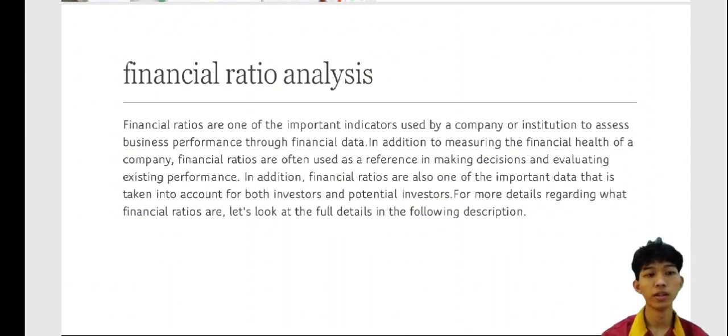Financial ratios are one of the important indicators used by a company or institution to assess business performance through financial data. In addition to measuring the financial health of a company, financial ratios are often used as a reference in making decisions and evaluating existing performance. In addition, financial ratios are also one of the important data that is taken into account for both investors and potential investors. For more details regarding what financial ratios are, let's look at the full details in the following description.